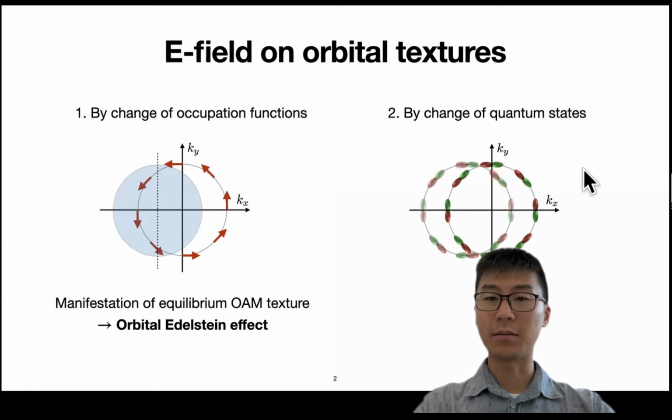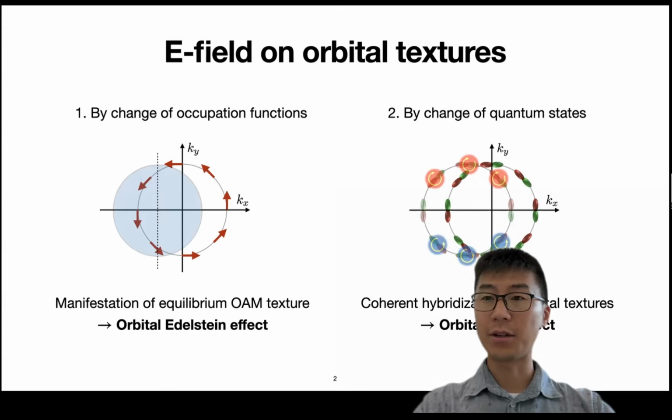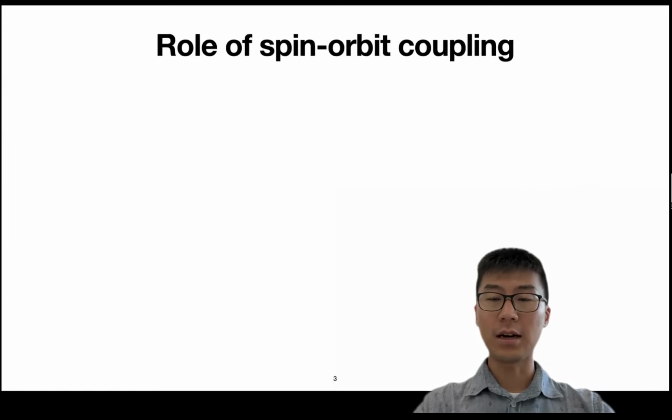Depending on the momentum, the dynamics of orbital characters will lead to orbital angular momentum. And this coherent hybridization and dynamics of orbital textures can lead to momentum-dependent generation of angular momentum, and momentum-dependent angular momentum leads to the orbital Hall effect. So let's take a look at these two effects in more detail. But to proceed, I have one slide on the role of spin-orbit coupling as a comment.